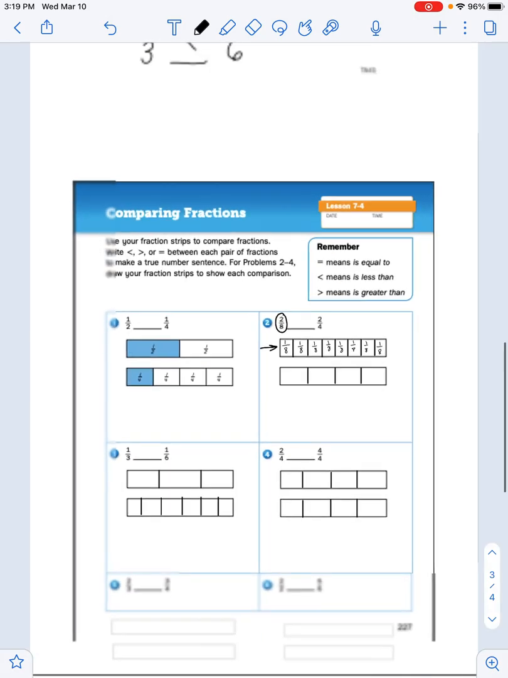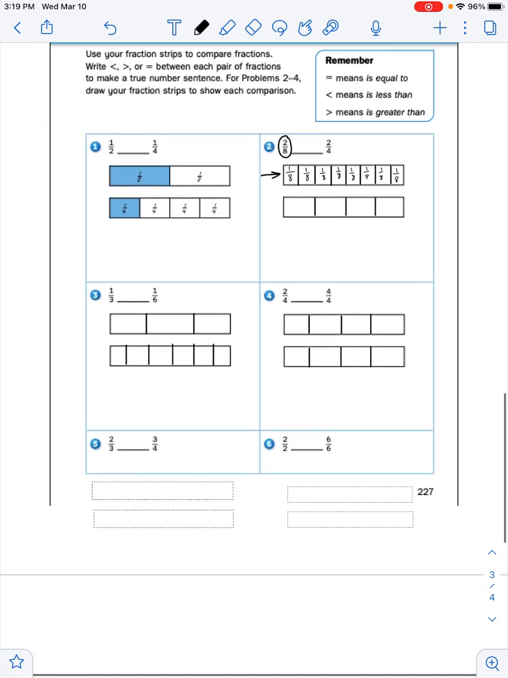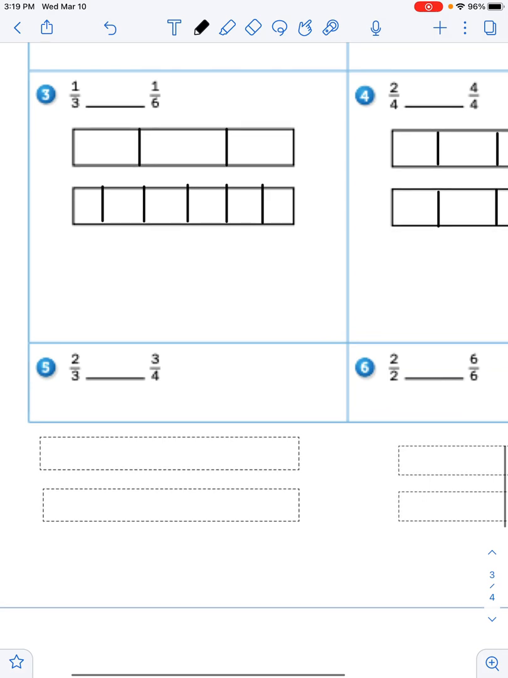Okay, you're going to do that for each of these problems, and then on these last 2, you get to try it out breaking up the pieces yourself. So 2/3, you'd want to make 3 pieces, right? So try breaking it up into 3 pieces and then shading as well, in order to compare the 2 fractions. And on this one too.